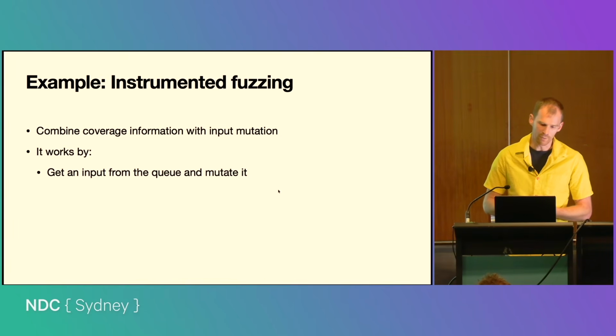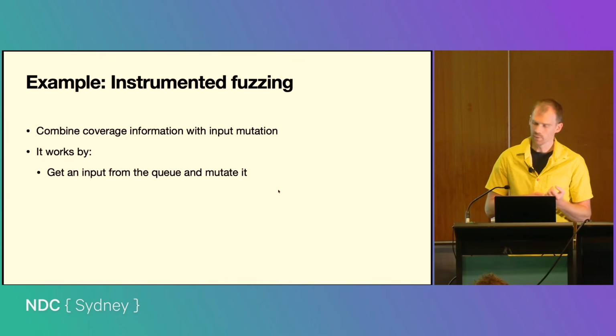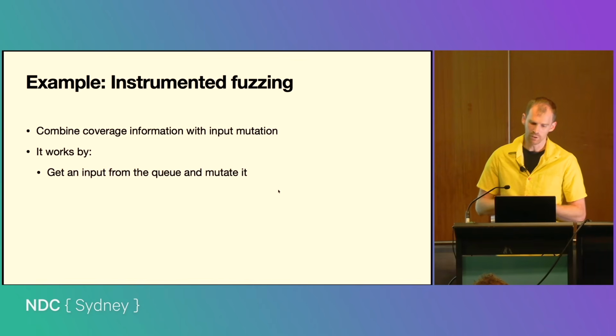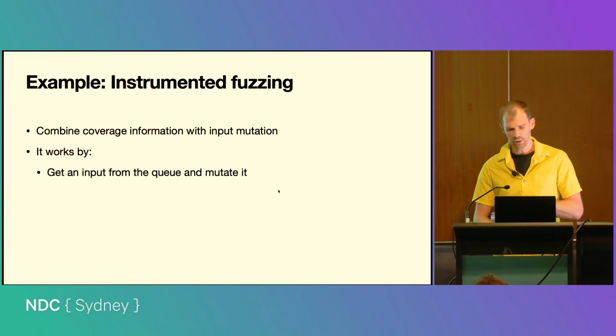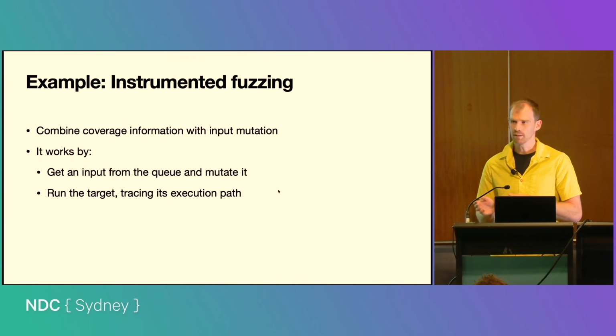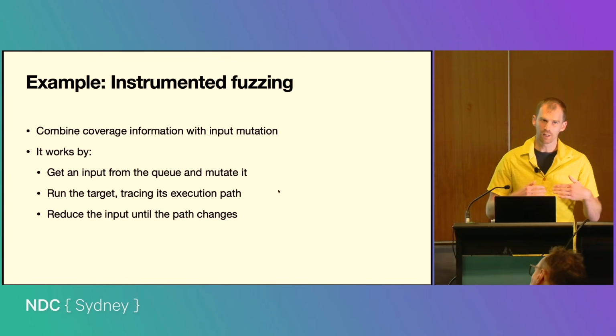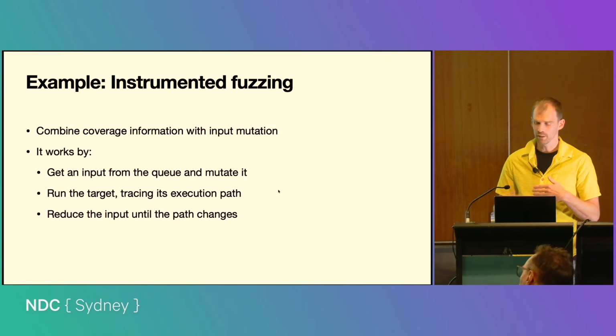So the way that a fuzzer works is we have a queue of inputs that we're going to test. We pull an input from the queue and we mutate it in some way, we change it. We then run the target function and we trace the execution path. We then try and reduce the input that we got until the path that we execute changes.